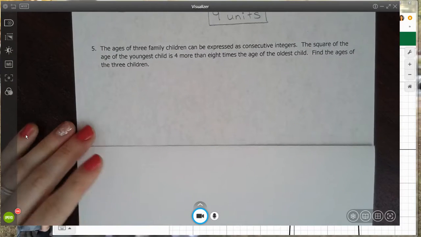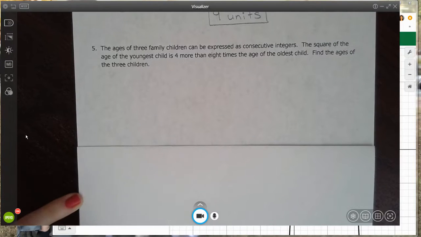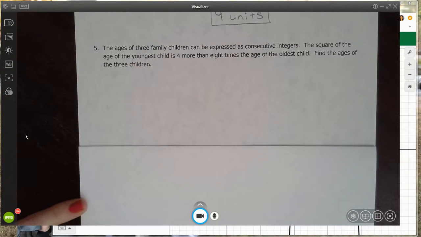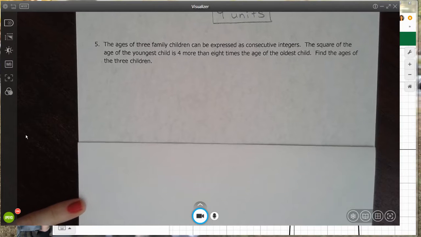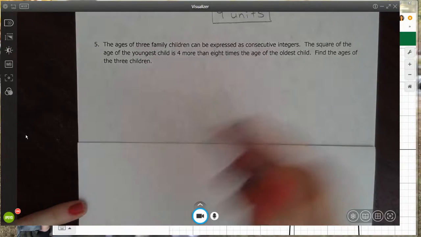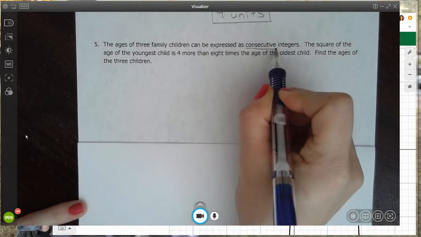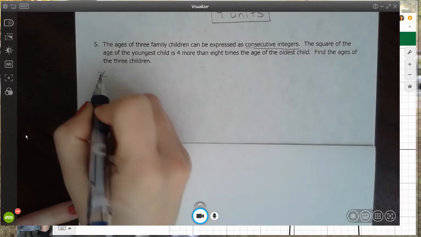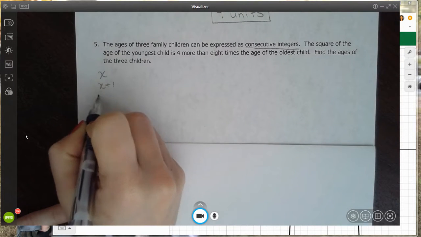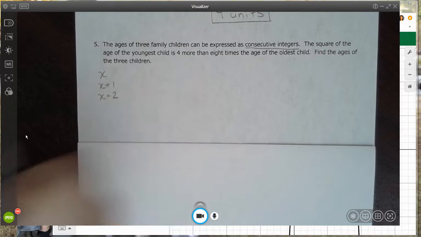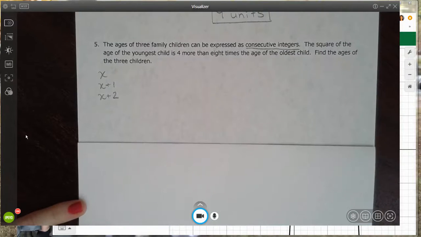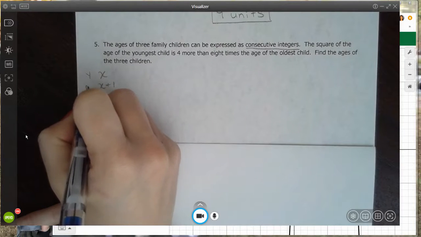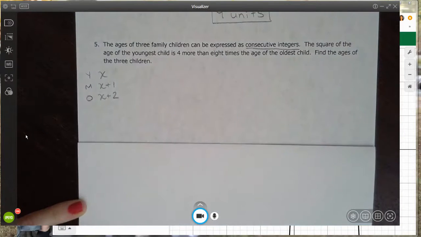So now we have 3 children that can be expressed as 3 consecutive integers. That tells me, remember, consecutive means one after another, and integers means I'm dealing with my whole numbers. So 5, 6, 7. So I'm going to say that one kid is x plus 1, and the next one is x plus 2. So this is young, this is middle, this is old.